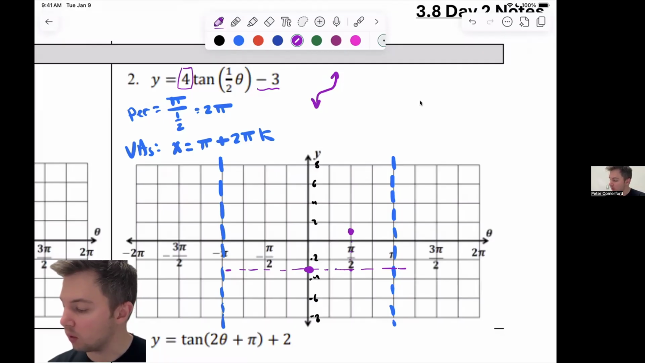Go back to the center, go left to the negative pi over 2, and down 4. 1, 2, 3, 4, puts me at -7, and there's my graph.